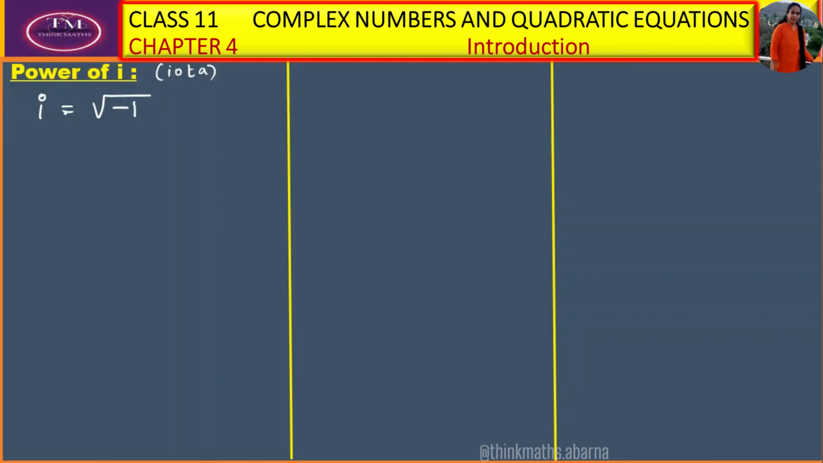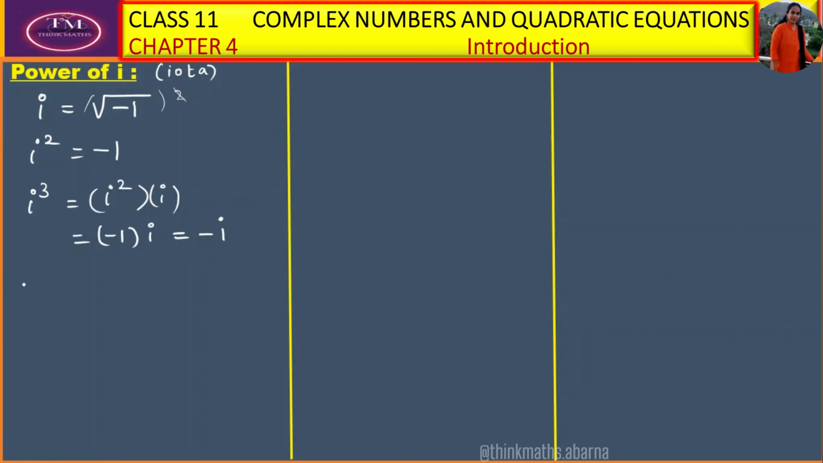So if you square on both sides, what will happen? The power 2 and the square root get cancelled, so we will get minus 1. So i square is minus 1. What about i cube? i cube can be written as i square into i. What is i square? i square is minus 1, into i, which is equal to minus i. So i cube takes the value minus i.